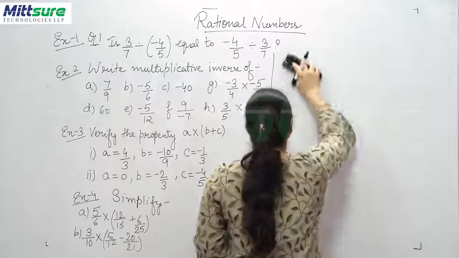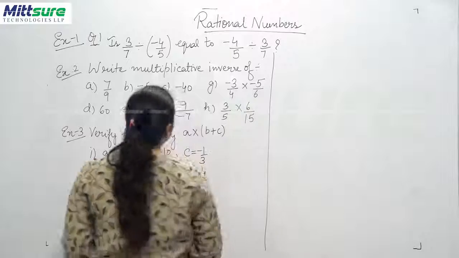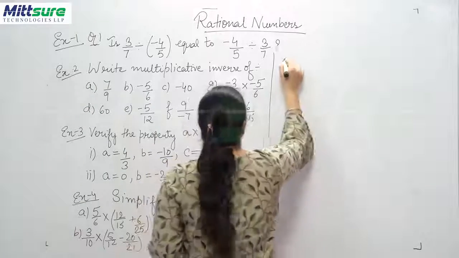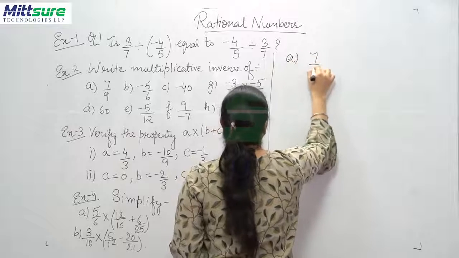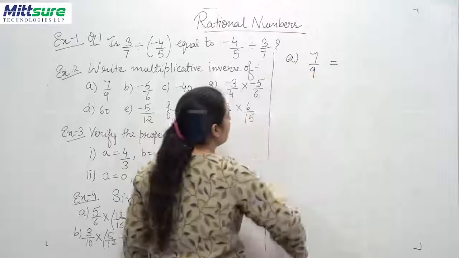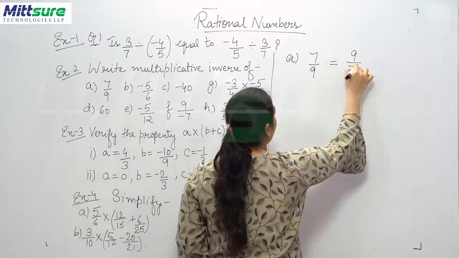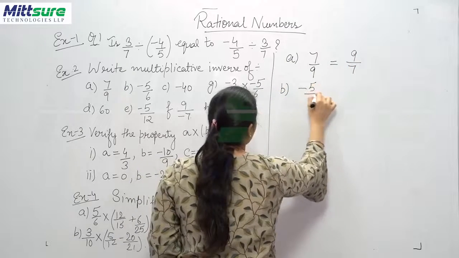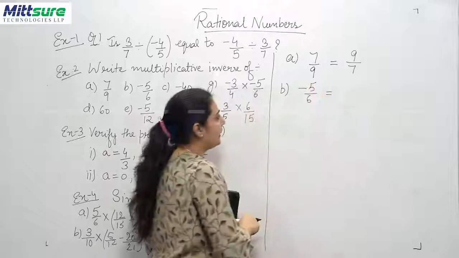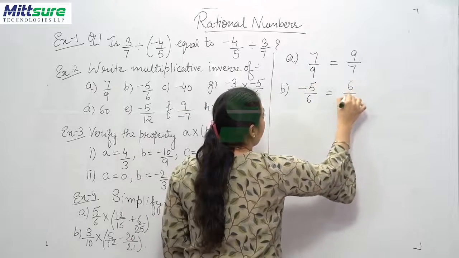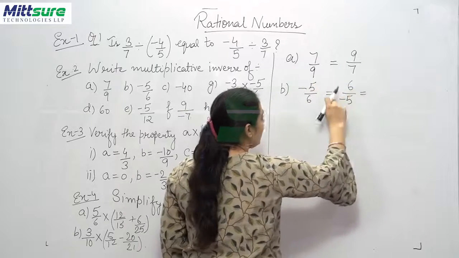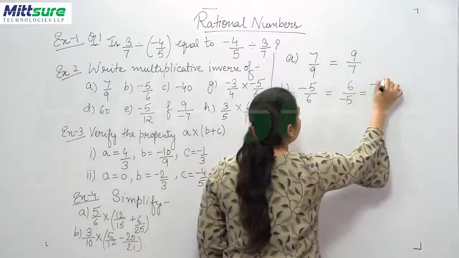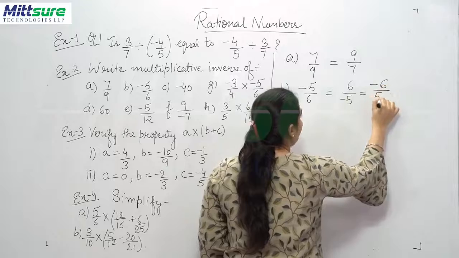Let's come to the next question in the examples. The next question is about writing the multiplicative inverse of the following numbers. So let's begin with A, that is 7 upon 9. Its multiplicative inverse obviously is 9 upon 7. Then we have B, that is minus 5 upon 6. So its multiplicative inverse is 6 upon minus 5. But you need to change it again to the standard form. Then it will become minus 6 upon 5.